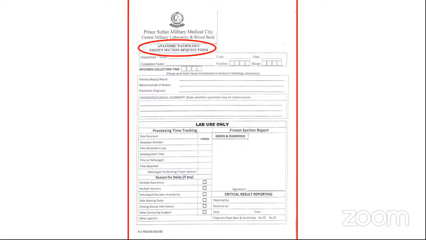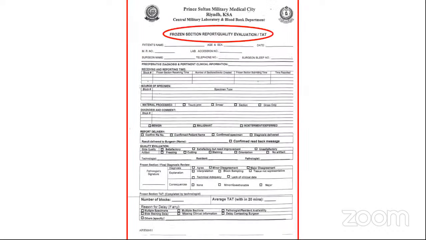It has all the patient's information, clinical information, and you can see here we have the gross and diagnosis section. So we write our diagnosis, and it's reported by Dr. So-and-so and received by Dr. So-and-so at the time of receiving of the specimen.